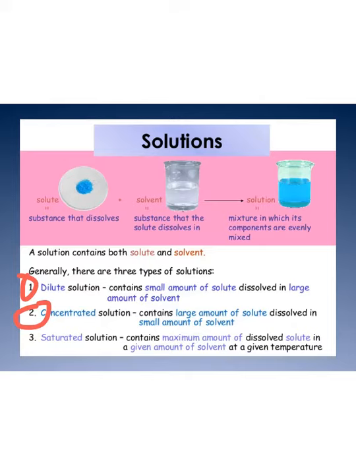And then the third type of solution is a saturated solution. Saturated solutions are solutions that have the maximum amount of solute that they can possibly hold at that particular temperature. Meaning if you added any more solute to the solvent, it wouldn't dissolve and would settle to the bottom.